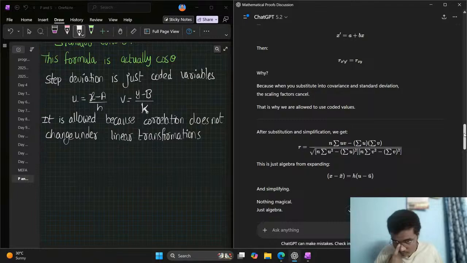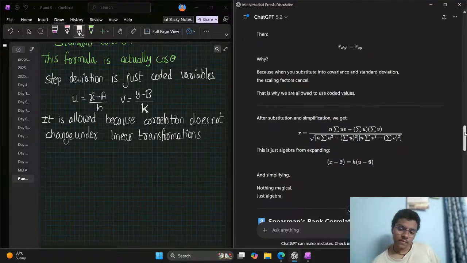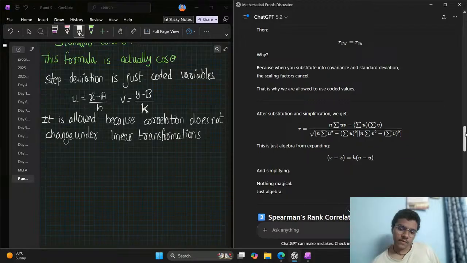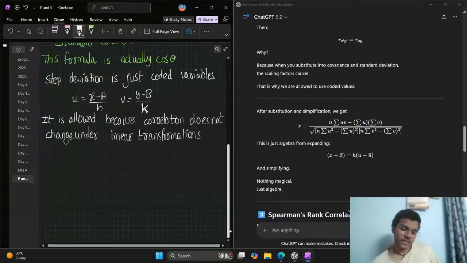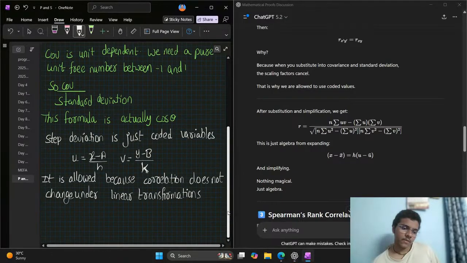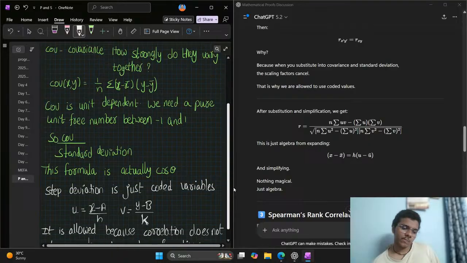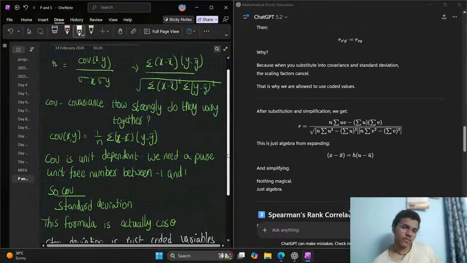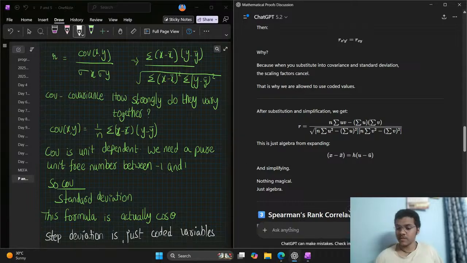Okay, after substitution and simplification, this is just algebra from expanding. Let's actually try to substitute. x minus a by h. So instead of x bar, you are right. How are you substituting?